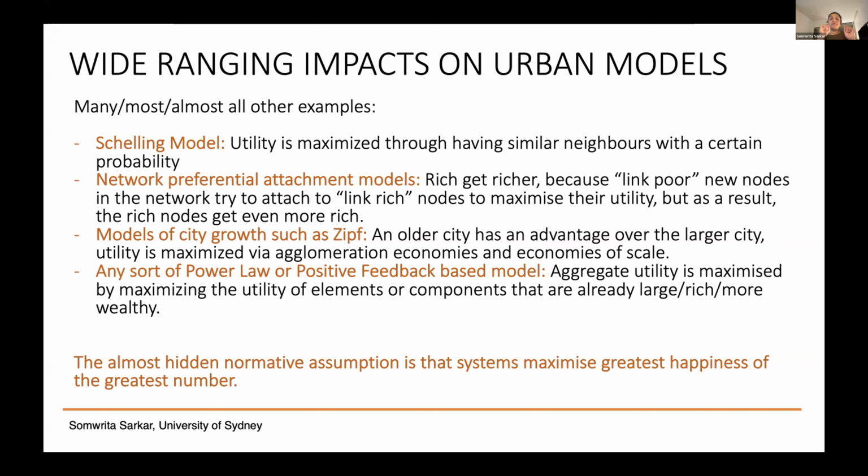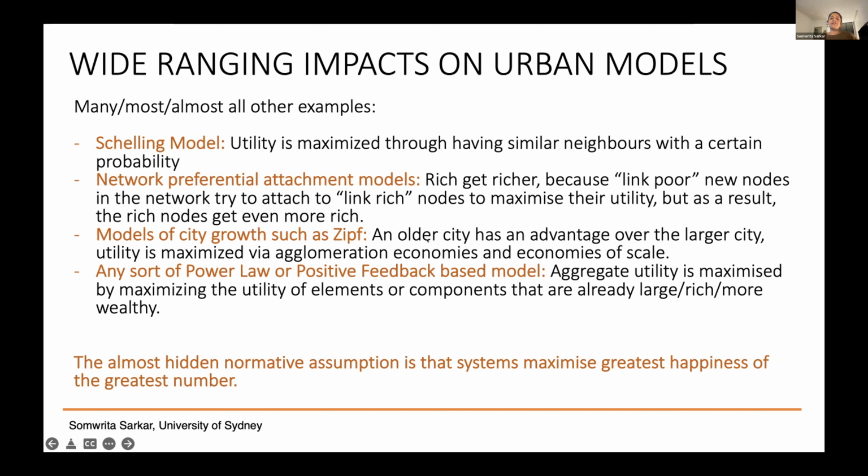So the idea in preferential attachment models is that suppose I am a new node and I have no links in the system. I am a new migrant coming into a city. I am a new node entering an established social network. I will maximize my utility if I attach myself to the best known person, the most link-rich person in the network, because then the probability that I get connected to others in the system is the fastest. Because if I attach myself, in some sense, to the best connected person in the network.